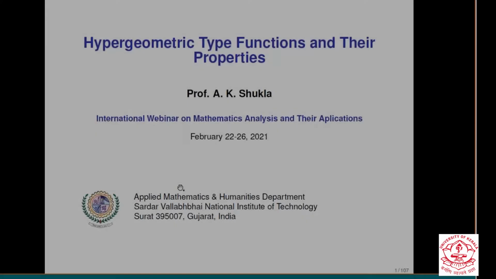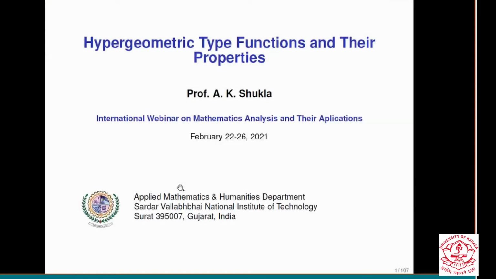I will discuss the hypergeometric type function and its properties. Basically, in this talk we have two sections, section 1 and section 2. This is based on the work of my PhD students, Snehal Virao and Gautam Heswari. Here we developed this work, which extends the work of Vanchenko, who gave a generalization of the hypergeometric function.